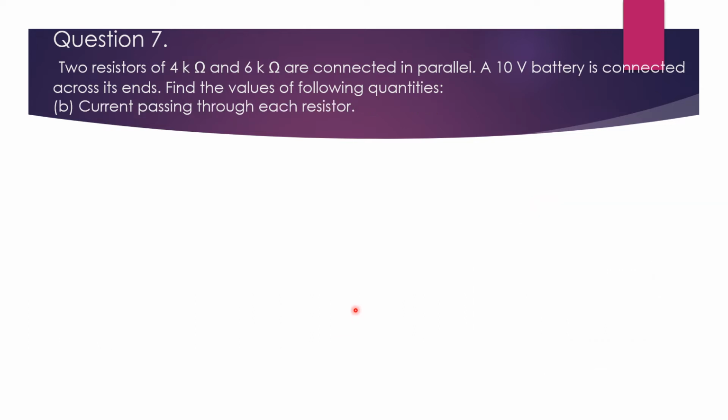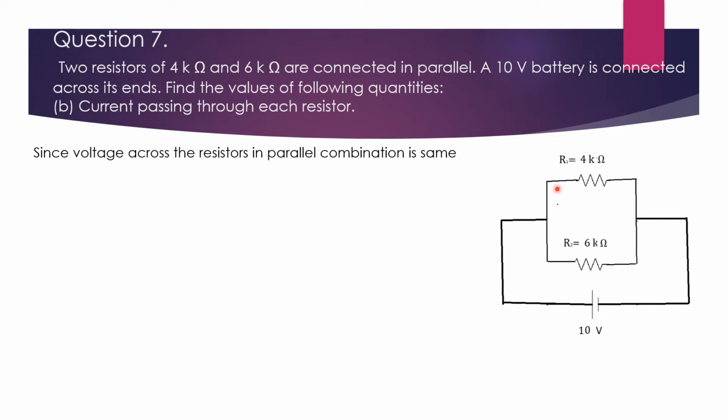Now, the second part of the question is the current passing through each of the resistors. Since the circuit shows a combination of parallel resistors, using Ohm's law, the voltage across both the resistors is the same. Remember, in a parallel combination, the voltage across the resistors is the same, that is 10 volt across this resistor R1 as well as 10 volt across this resistor R2.